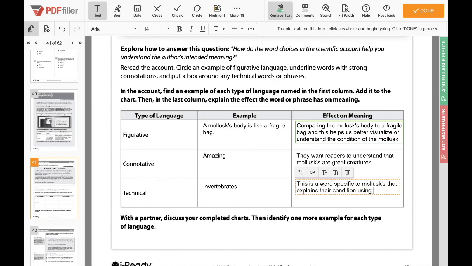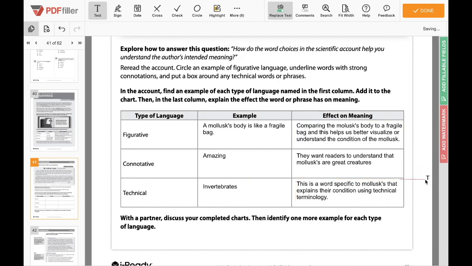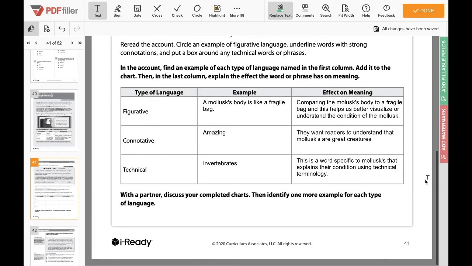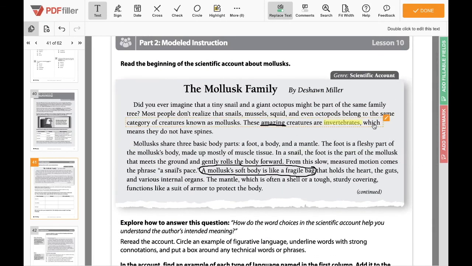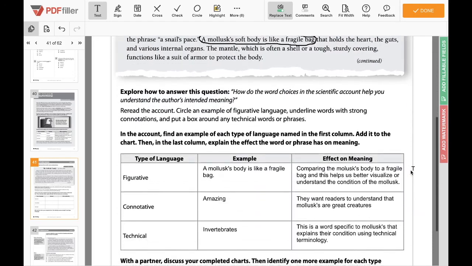It explains their condition using technical terminology, we'll say. So they want us to understand the scientific terms behind what they're trying to explain to us. So invertebrate is just one of those technical words to help us understand the meaning and what's happening in the text. And they do use context clues to explain that to us, which means they don't have spine. We know invertebrates don't have spines. So that's a big part of what we're reading there.